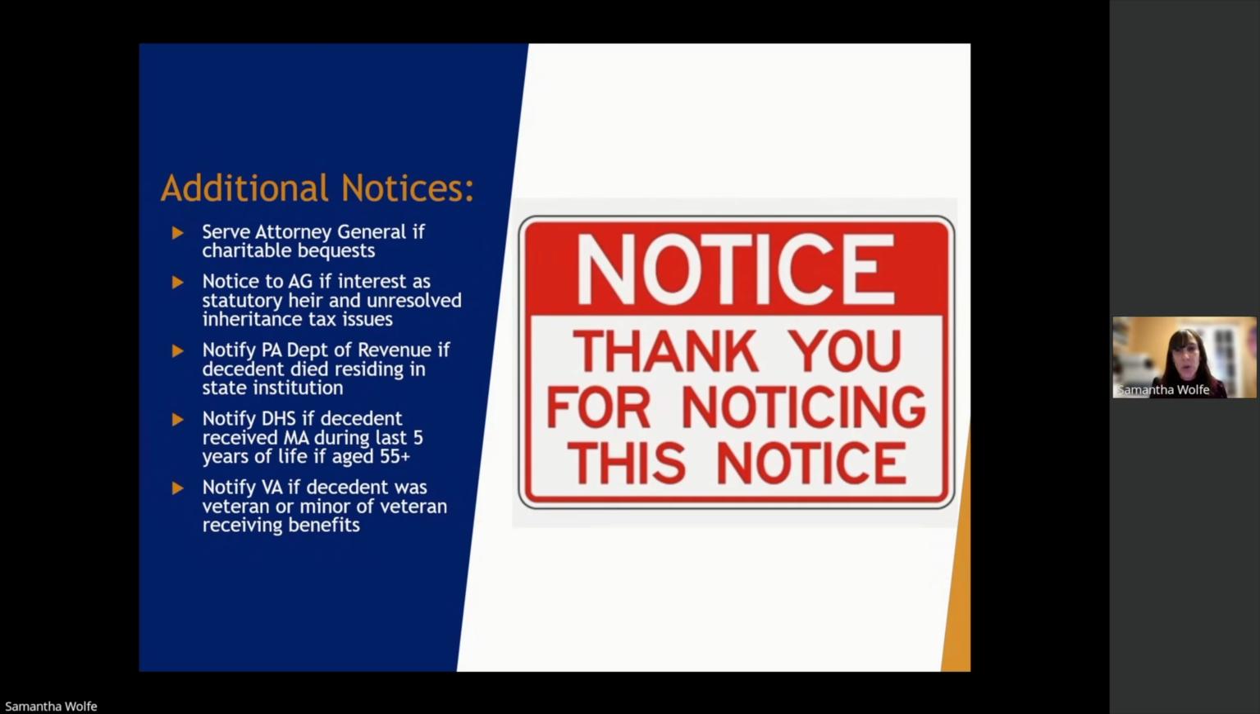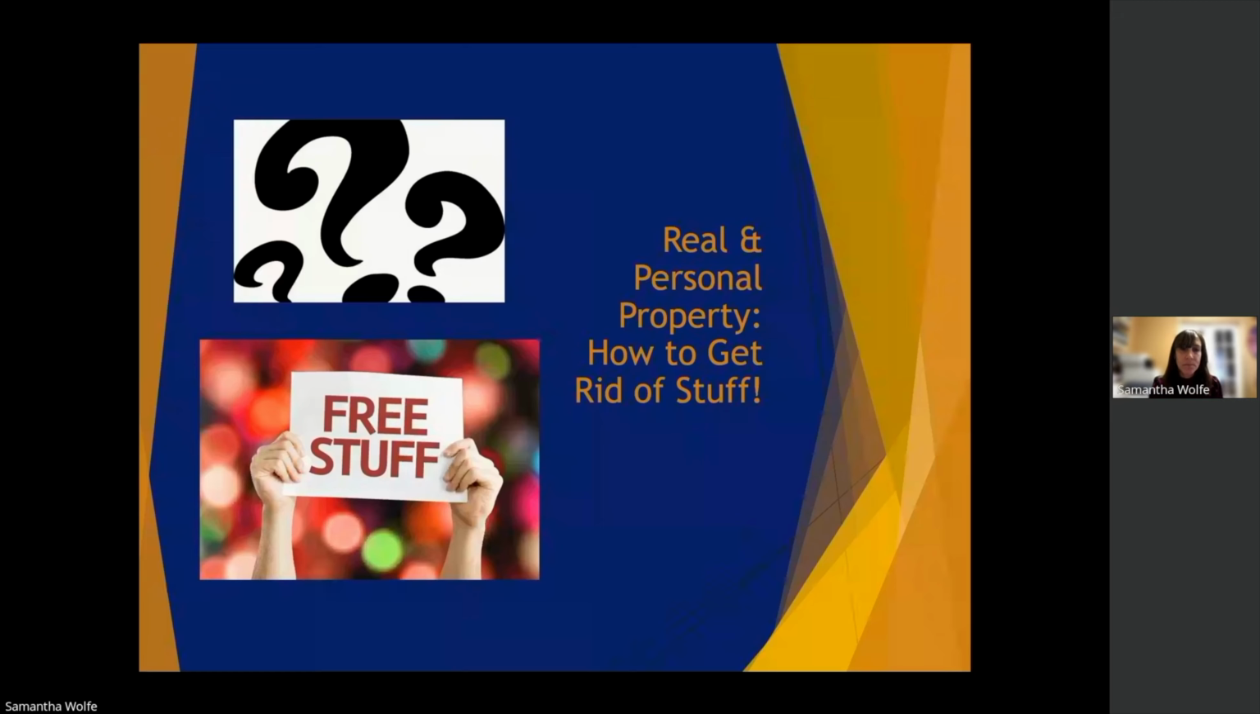We typically do it as part of our estate administration because more and more people are passing away in facilities, and so we want to make sure we're notifying the Department of Human Services if they were in a long-term care facility. We also have to notify the Veterans Administration if the decedent was a veteran or a minor of a veteran and receiving benefits.